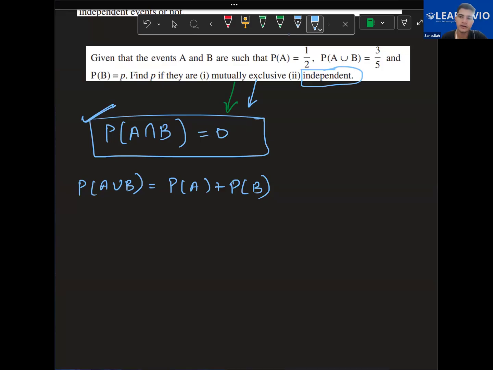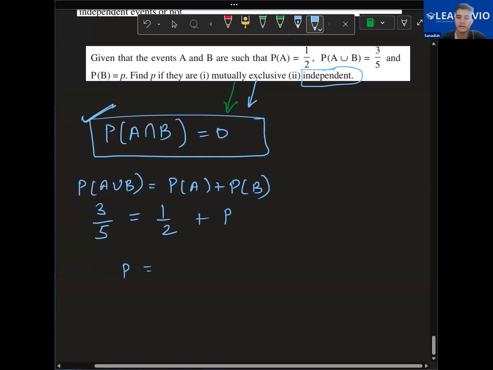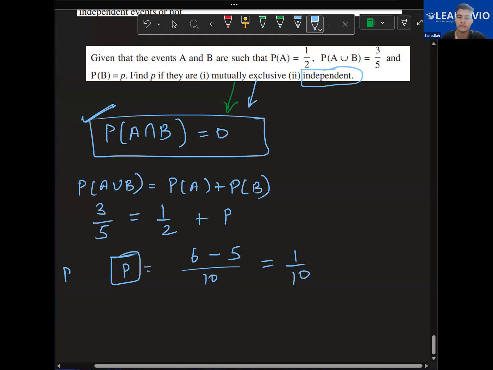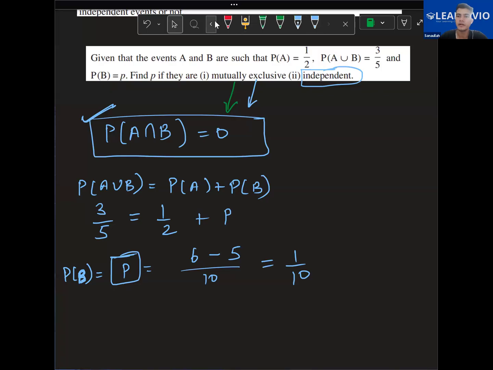Now this is given to you: 3 by 5. The probability of A is given as 1 by 2, and the probability of B is P. So your P will be 6 minus 5 over 10, that is 1 by 10. This is your probability of B.